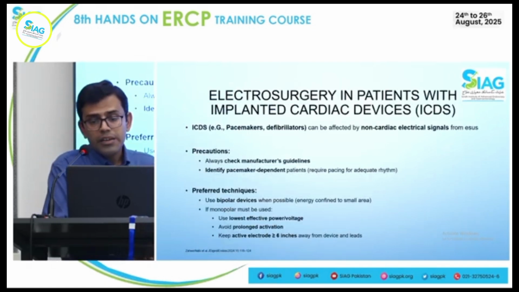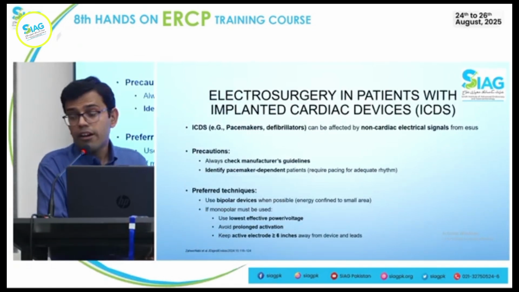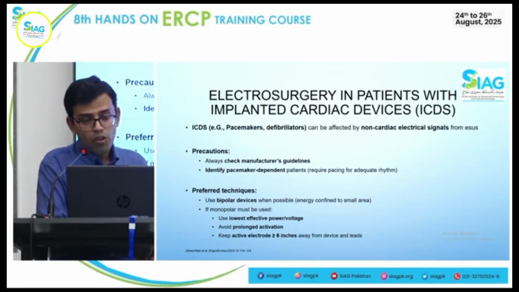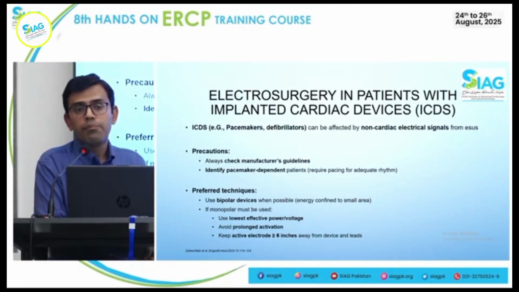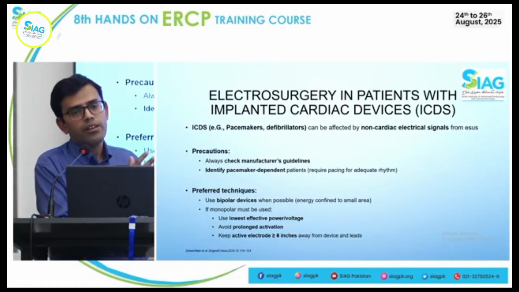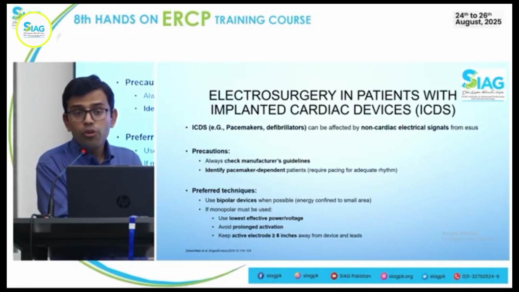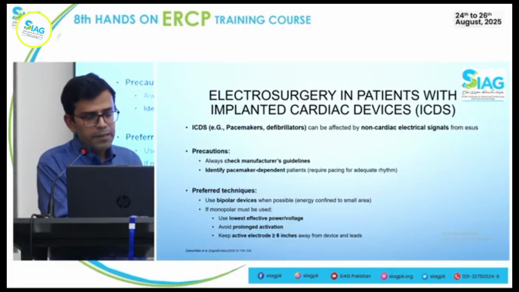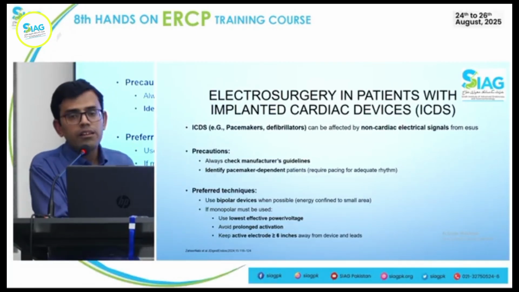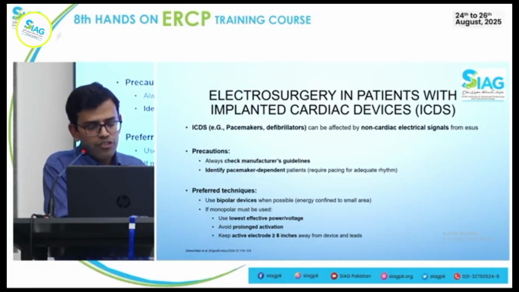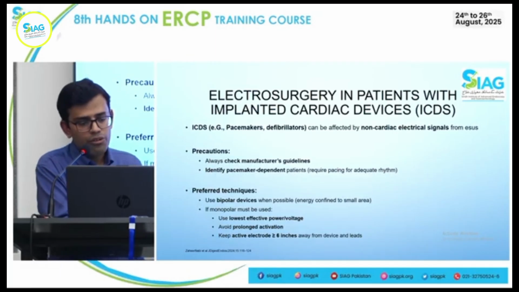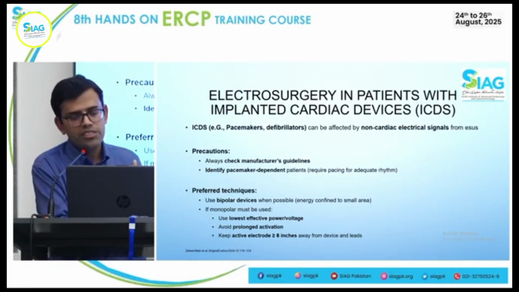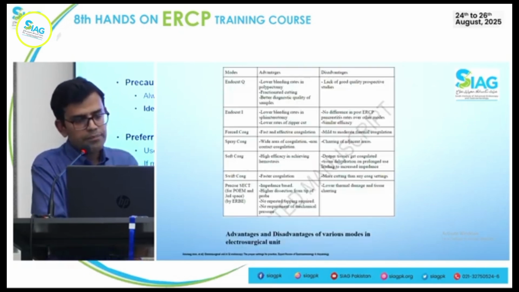What happens if somebody has an implanted cardiac device? Obviously, it's always important to check beforehand, and we should use a bipolar device because it doesn't affect the ICD. But if we are using a monopolar device, there are some important aspects that should always be kept in mind. Number one is use the lowest effective voltage. Second, avoid prolonged activation, and keep the electrode equal to or more than 6 inches away from the device.